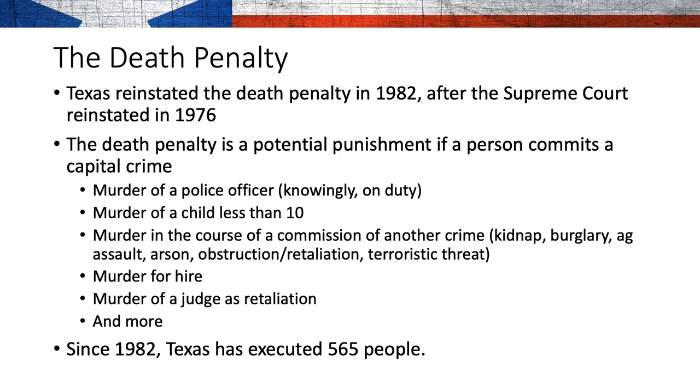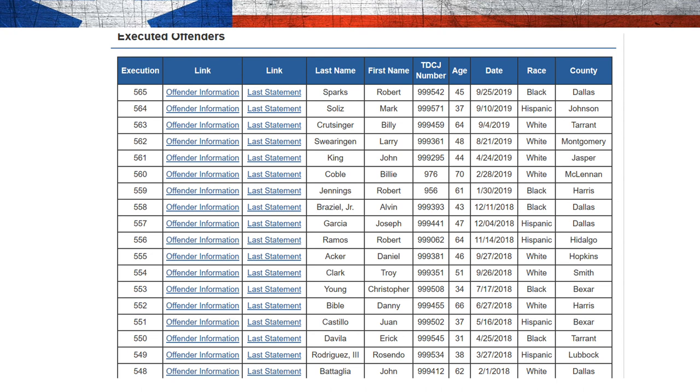Actually, it's between 1982 and October 1st, 2019. So I haven't updated that figure over the last year. So Texas has executed 565 people between that time. Now, the information regarding people who are executed is publicly available. So you can know when somebody was executed and how old they were and their race and where they were from and things like that. This is a way for people to keep up with what happened.